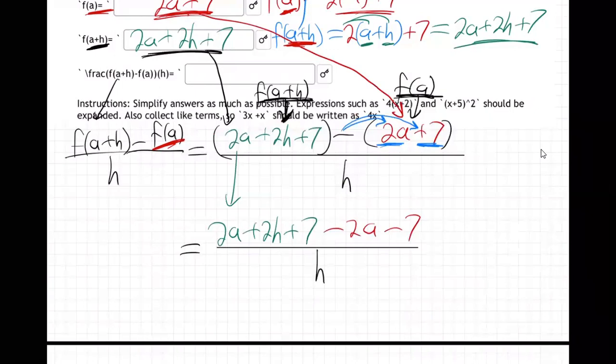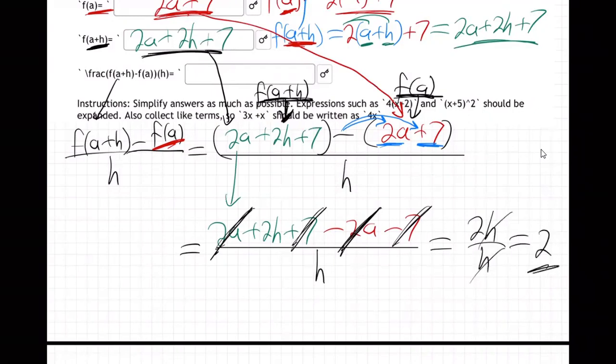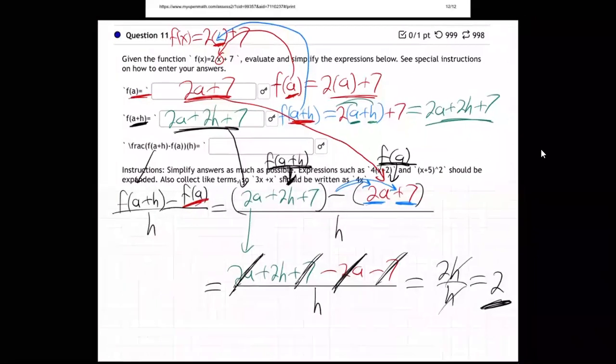Okay, great. So now what? Well, 2a and minus 2a, these guys cancel, don't they? And 7 and minus 7, these guys cancel. So it's just 2h over h, and then these cancel. And the answer is 2. All of that reduced to just be 2. There we go. And that answer goes right here. That's what it means by simplify as much as possible. It simplifies a lot, doesn't it?